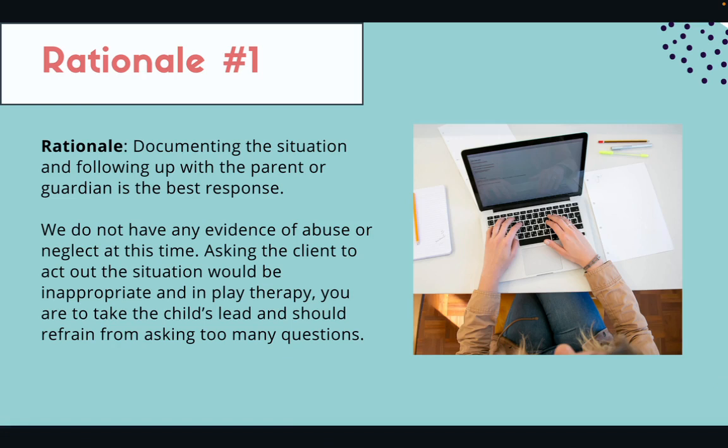So the best response would be to document, follow up with the parent, and get more information that way, especially due to the age of the child. That would probably be kindergarten or first grade. We don't have evidence of abuse or neglect at this time. Acting out would be appropriate because you want to take the child's lead, and you want to refrain from, like I said, probing or pushing the child in any direction. So we don't want to ask questions in a way that is going to prompt a certain response.